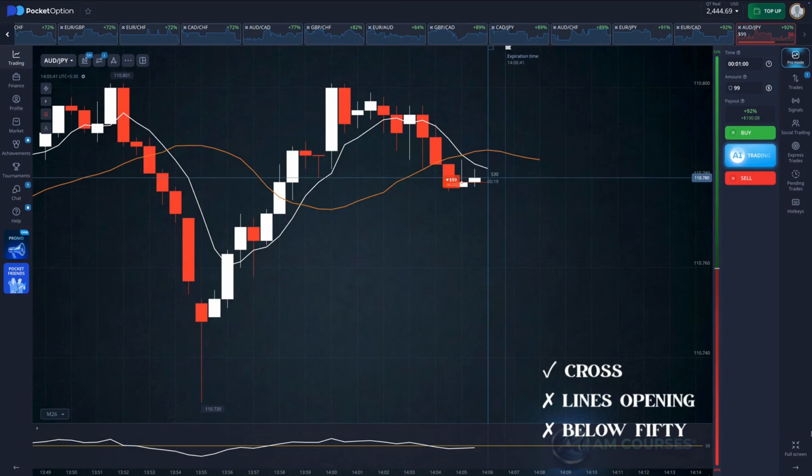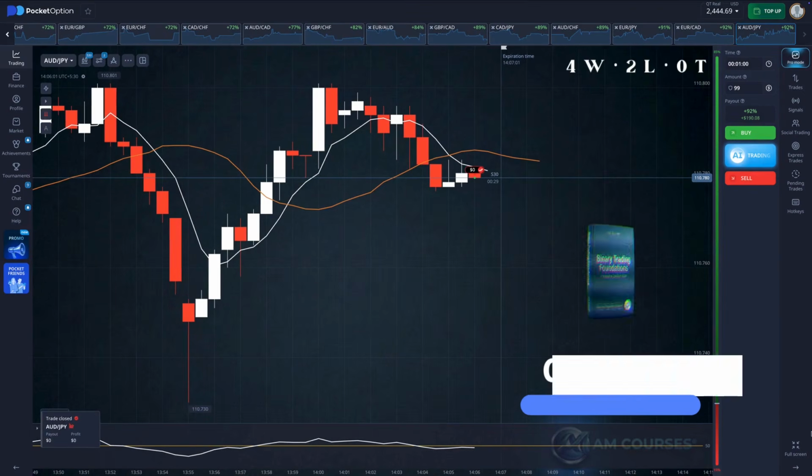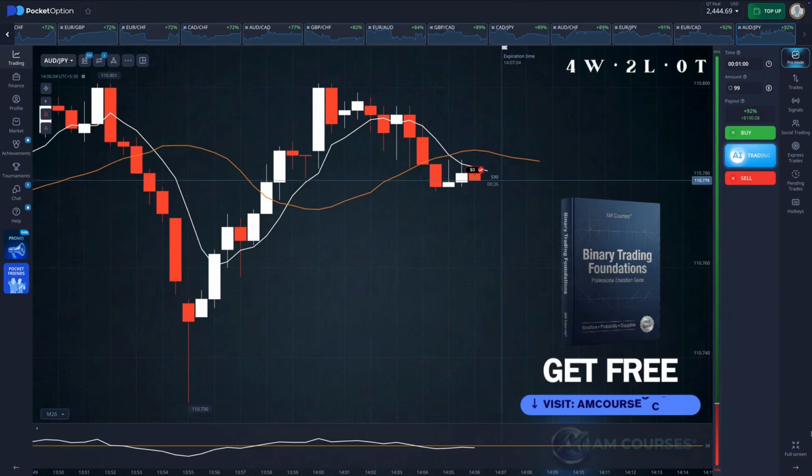That is the filter I gave you earlier. Lines close together, and that line stuck on 50 means nobody is in control. I broke my own rule. I saw a cross, and I took it. The trade expires, and it loses by almost nothing. 1 point above where I sold. That is what a weak setup looks like. It does not collapse. It just drifts and lands on the wrong side.